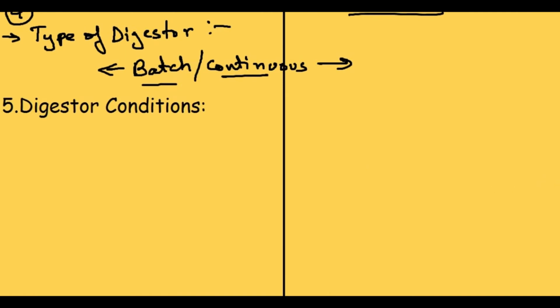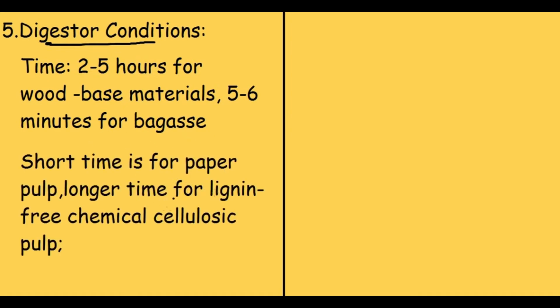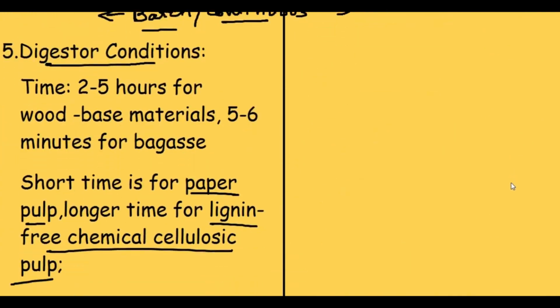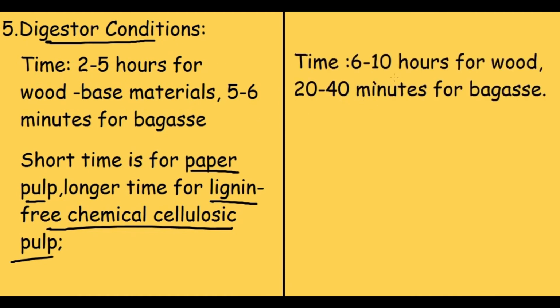The fifth point is on the basis of the digester conditions. The time required for sulfate pulp is 2 to 5 hours for wood based materials and 5 to 6 minutes for bagasse. Also, a short time is required for paper pulp, and a longer time is required for lignin free chemical cellulosic pulp. For sulfite pulp, the time required is 6 to 10 hours for wood and 20 to 40 minutes for bagasse.